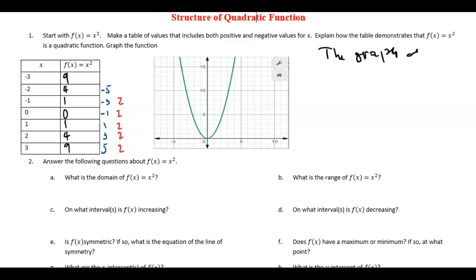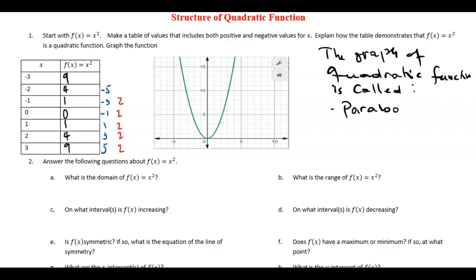The graph of a quadratic function is called a parabola, and the parabola has a U shape. Okay, so the curve is open up in this case. The curve is open up and it has a U shape.